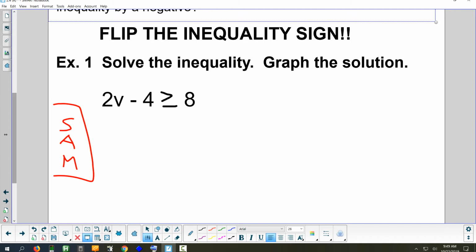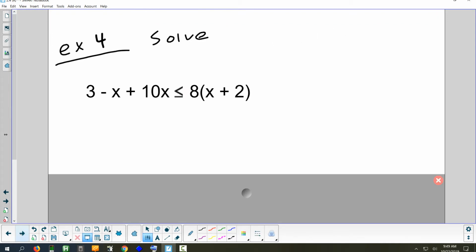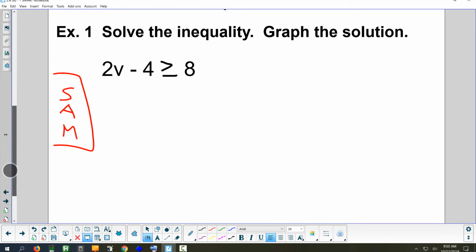Jaden, do we have any like terms here? No. Let me skip ahead. There's a problem with like terms. We've got a term with an X and another term with an X. Okay? So if we had that, we would combine it. This one also has distributive too. Okay? We don't have any like terms in this first one.